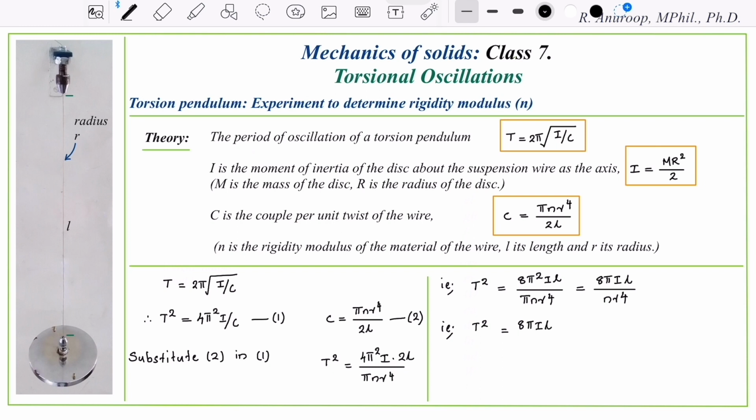Where n is the rigidity modulus of the material of the wire, we have to find out an expression for n. Therefore, n is equal to 8 pi I divided by r raised to 4 into L by T square. This is the equation to determine the rigidity modulus n of the material of a wire.